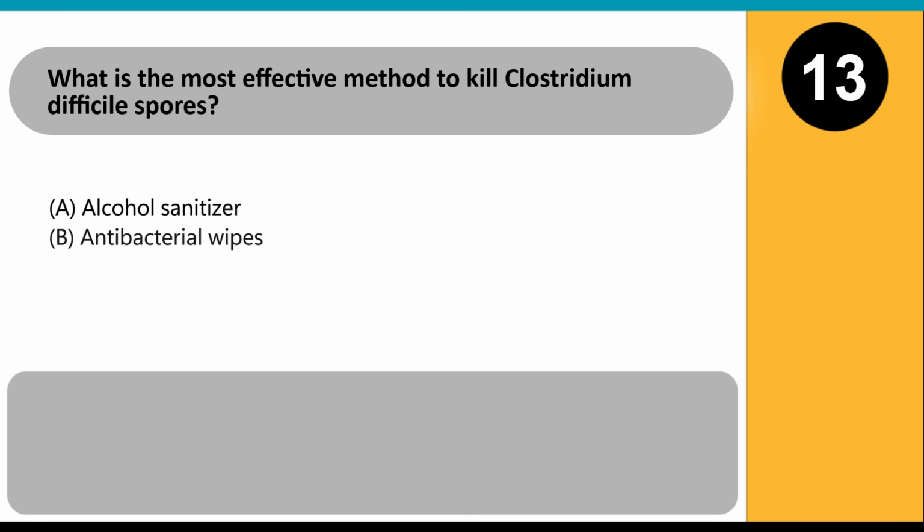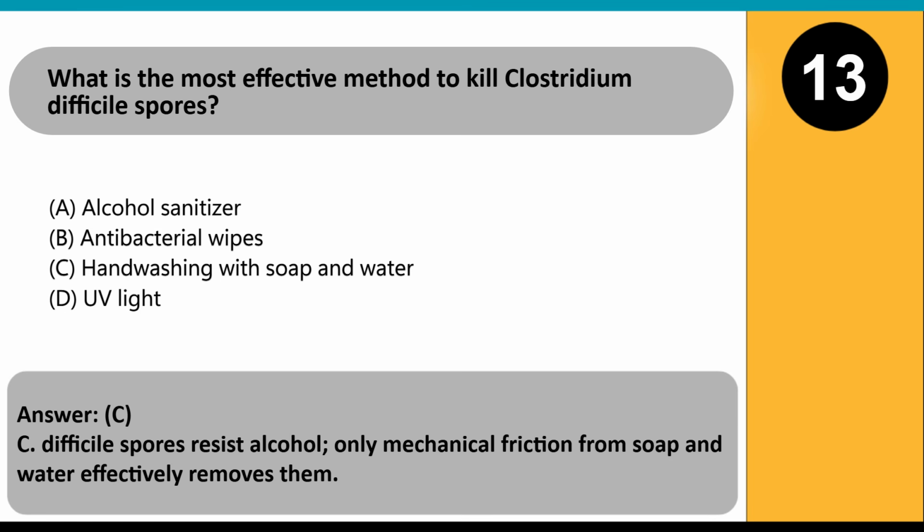What is the most effective method to kill Clostridium difficile spores? A. Alcohol sanitizer. B. Antibacterial wipes. C. Hand washing with soap and water. D. UV light. Answer: C. C. difficile spores resist alcohol; only mechanical friction from soap and water effectively removes them.